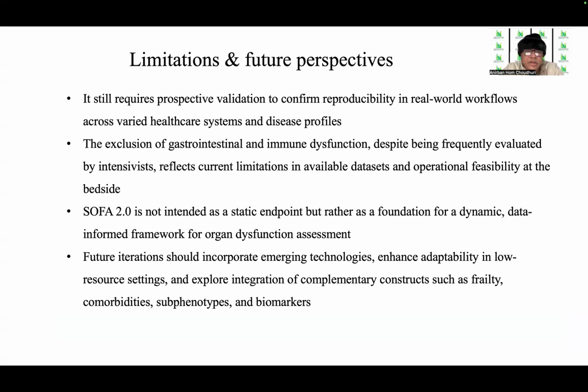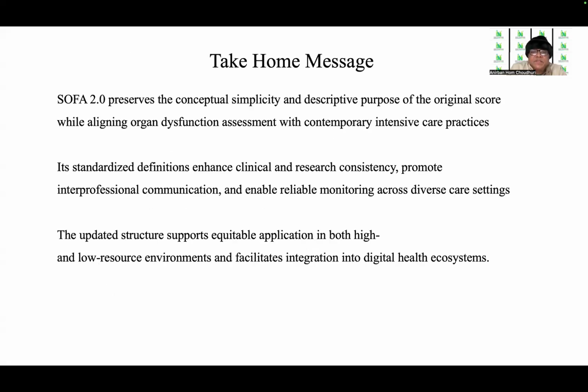SOFA 2 is not intended as a static endpoint, but as a foundation for a dynamic, data informed framework for organ dysfunction assessment. So, again, the trend will be more important rather than the value of the individual score. And further iterations should incorporate emerging technologies, enhance adaptability in low resource settings, and explore integration of complementary constructs such as frailty, comorbidities, subphenotypes, and biomarkers, because these are being added into the data sets to a large extent. So these need to be evaluated, and they need to be adjusted within the scoring system too.